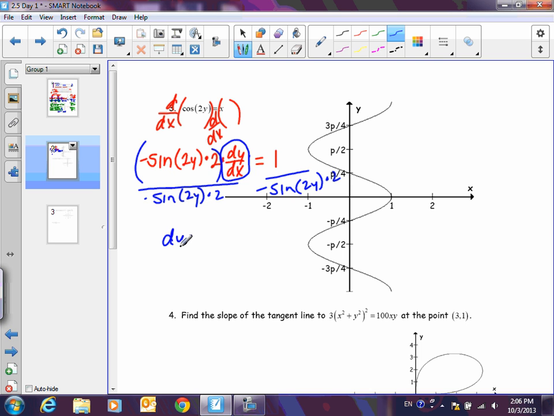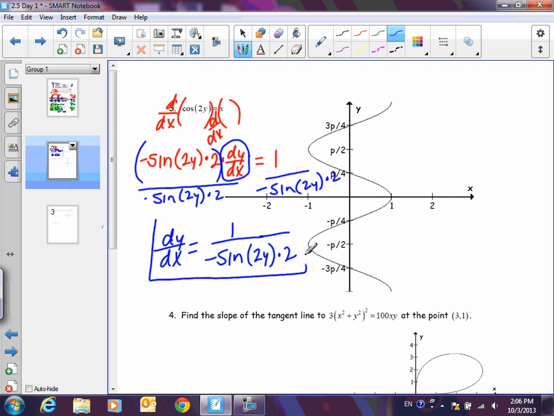Okay, so that's my answer. dy over dx, the derivative of y with respect to x, same thing as y prime, is 1 over negative sine of 2y times 2. And you could move this 2 so that this said negative 2 sine of 2y. That would be fine, although what I've written here is fine as well.